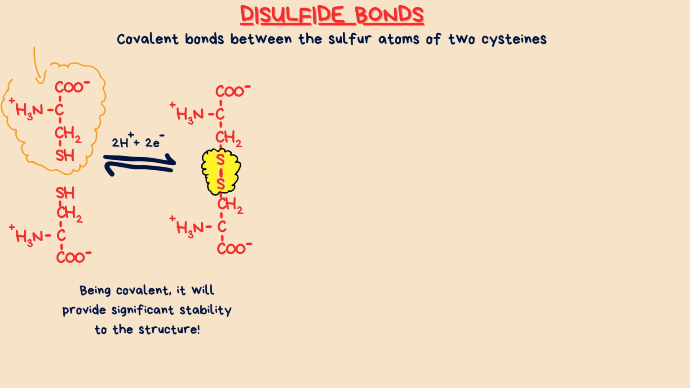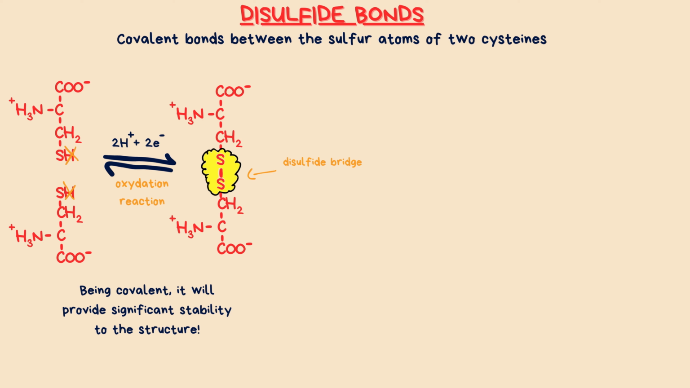Take a look at cysteine. You'll notice a sulfhydryl group in its R chain. When two cysteines come together, a disulfide bond forms through an oxidation reaction that removes two hydrogen atoms. Because it's covalent, this bond provides significant stability to the protein structure. The only way to break it is by reducing it, essentially reversing the process by reintroducing the hydrogen atoms and restoring the sulfhydryl groups.